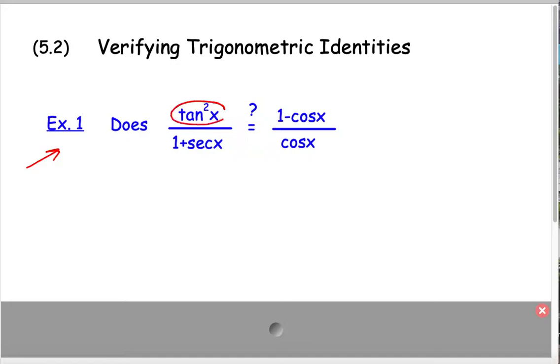And especially since I see the tangent squared, that reminds me of the Pythagorean identity tangent squared plus 1 equals secant squared. And so if I move the 1 to the other side, I can replace this tangent squared with secant squared x minus 1.